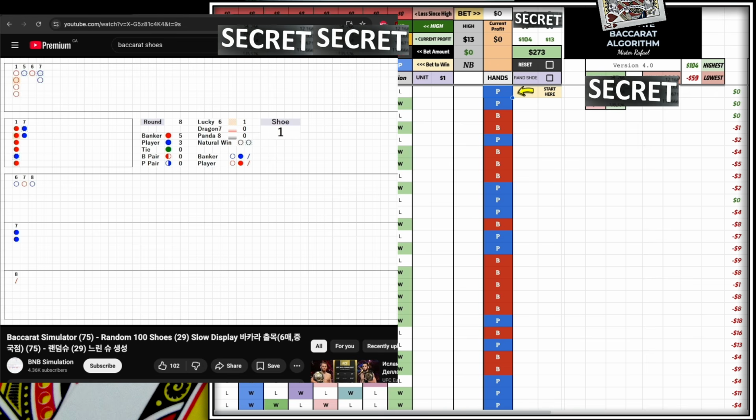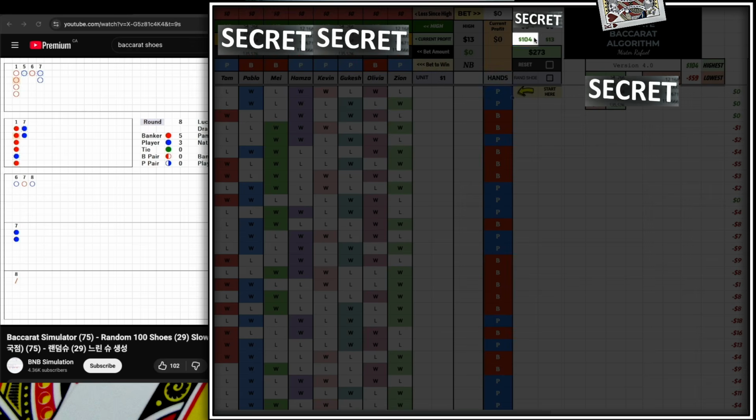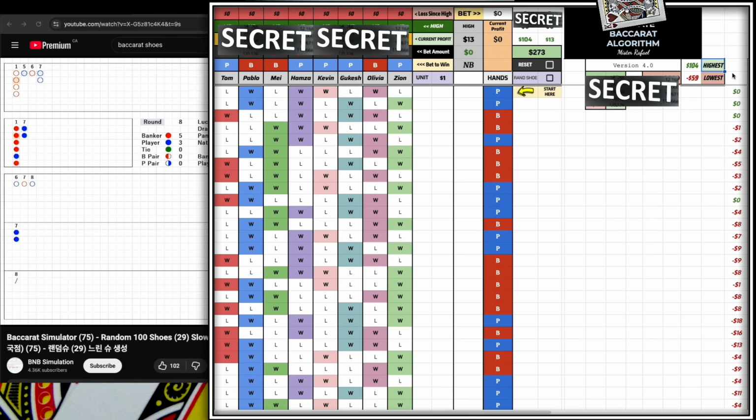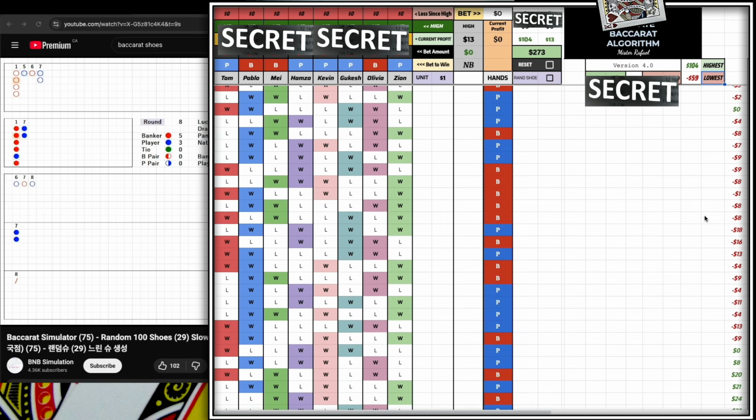Now, before I start recording these, let me just give you an idea of what you're seeing on this spreadsheet. So we're mainly going to be looking at this cell here, and this cell where it says highest, and this one where it says lowest, as well as where to place our bets, this box right over here. Okay, so the highest simply means that for this session, $104 was the highest profit made. And the lowest, again, the biggest drawdown of your session. So minus $59.